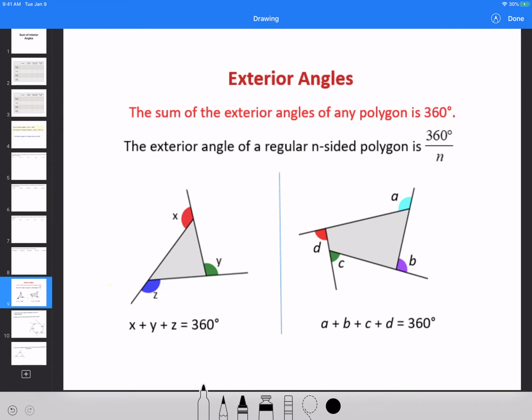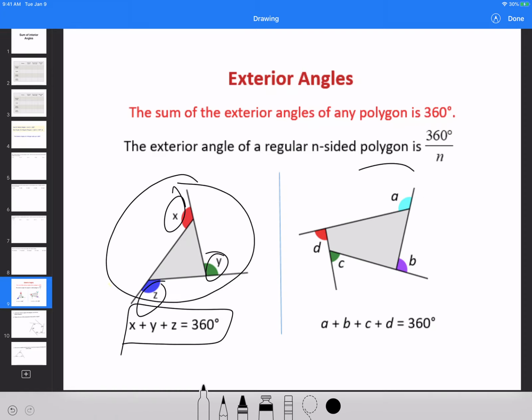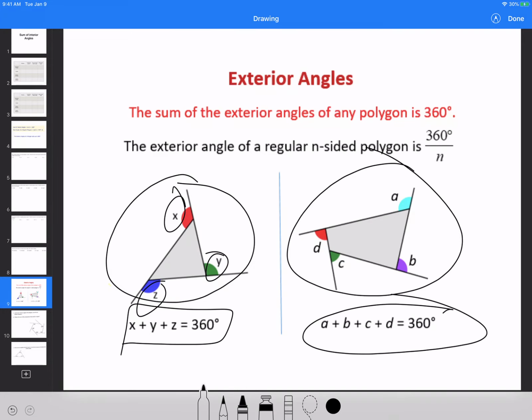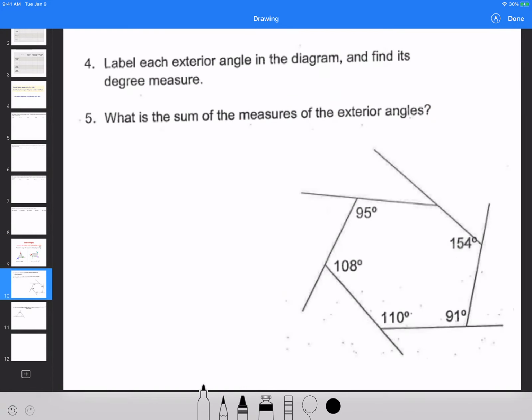Now for exterior angles, what you need to remember is that they always add up to 360. Doesn't matter if it's a triangle or a quadrilateral, that will always add up to 360. So for example, let's say that I give you a question where all the angles are given in a polygon, and I ask you to find the sum of the measures of the exterior angles. No matter what, it will be 360. It's one of the easiest things that you need to memorize.